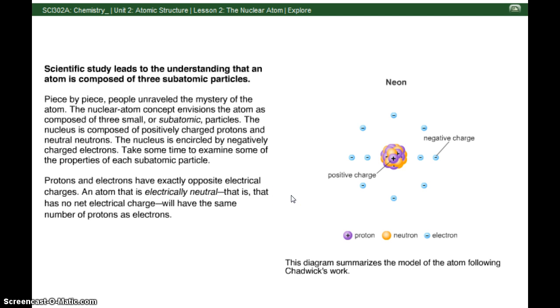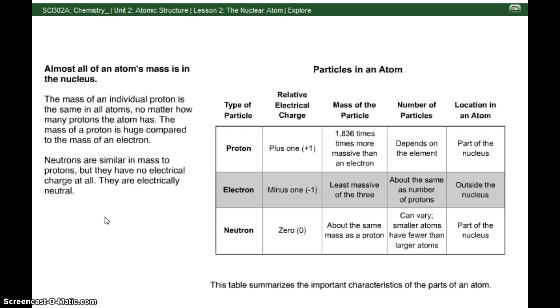Protons and electrons have exactly opposite electrical charges. So, in other words, protons are +1, electrons are -1. An atom that is electrically neutral, that is, that has no net electrical charge, will have the same number of protons as electrons. Almost all of an atom's mass is in the nucleus. The mass of an individual proton is the same in all atoms, no matter how many protons the atom has. So all protons weigh the same amount.